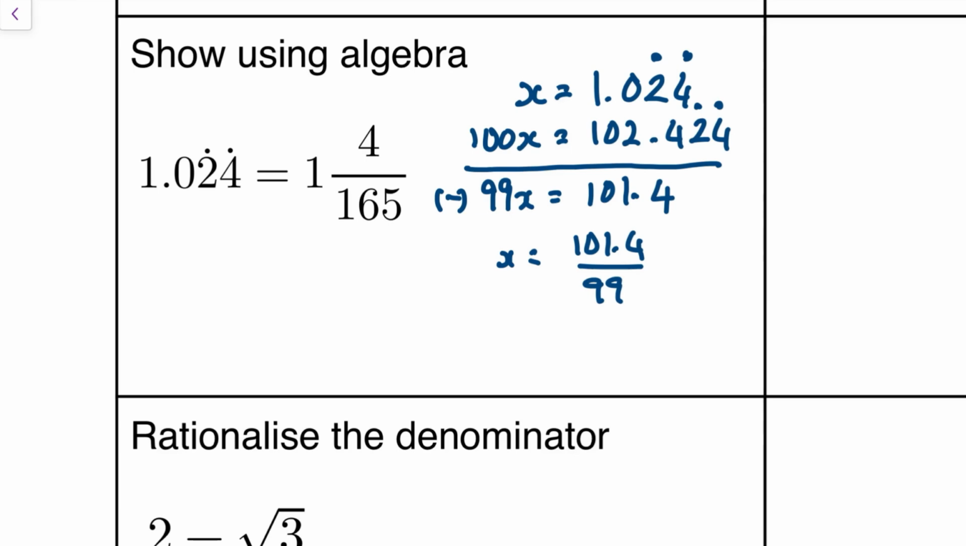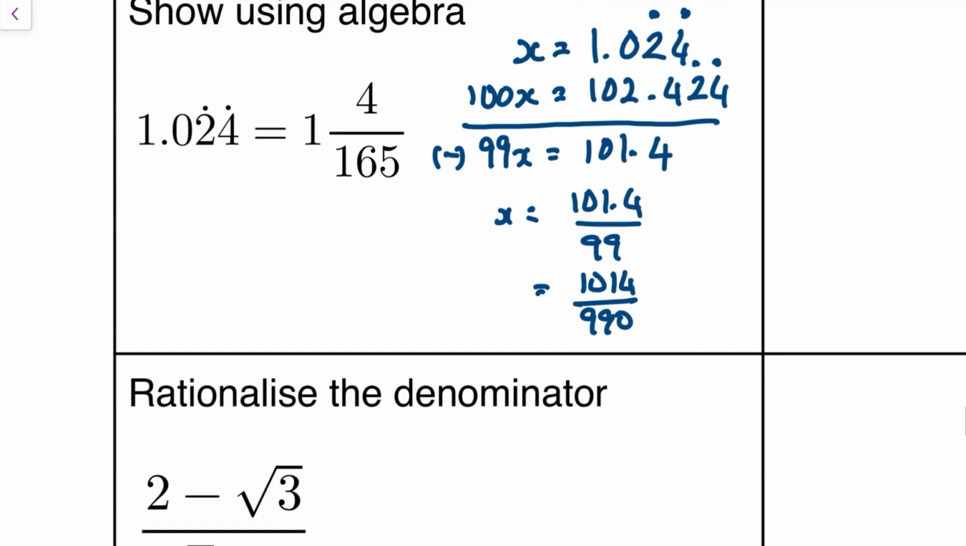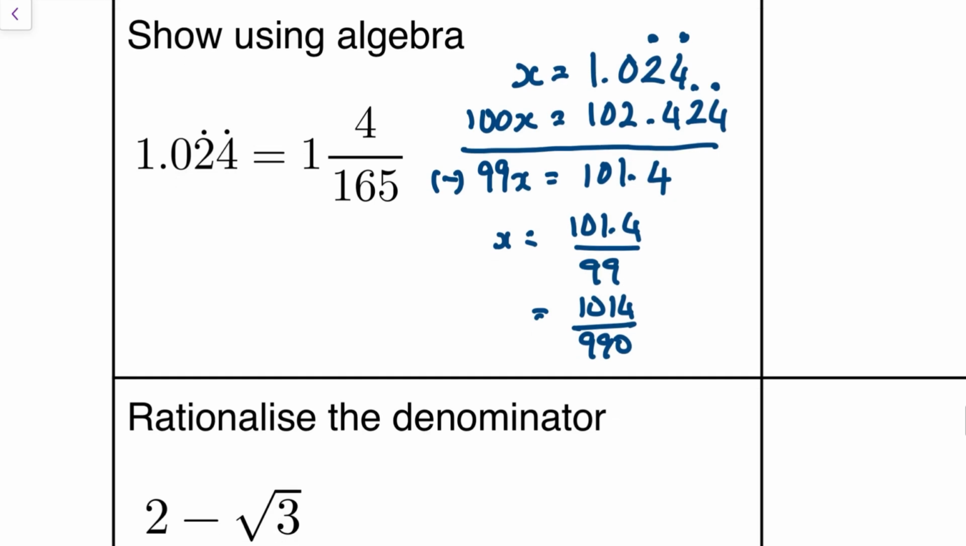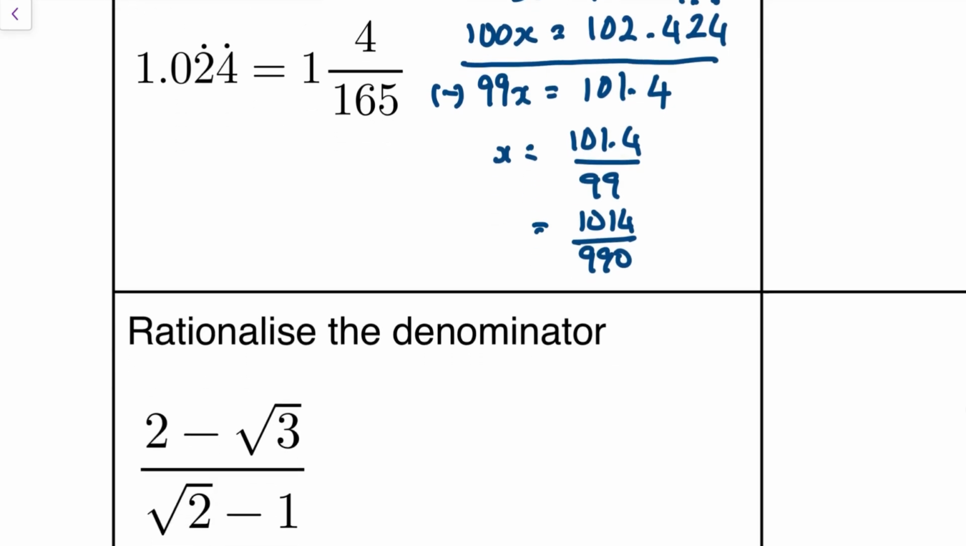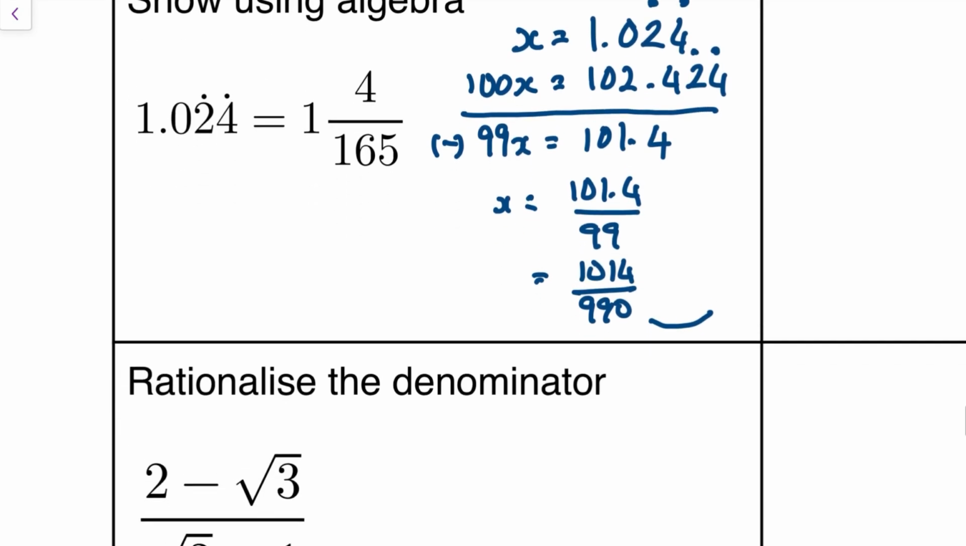Problem is, I can't leave it like that because it's a fraction that has a decimal in, and that's not allowed. So I'm going to multiply top and bottom by 10, which is going to give me 1014 over 990. Now, if this is a calculator exam, you need to show clearly what you're doing to get from 990 to 165, which in this case is just to divide by 6. So again, if it was a non-calculator, and it is a show that question, I need to be clear what I'm doing. So I would actually write here divide by 6.